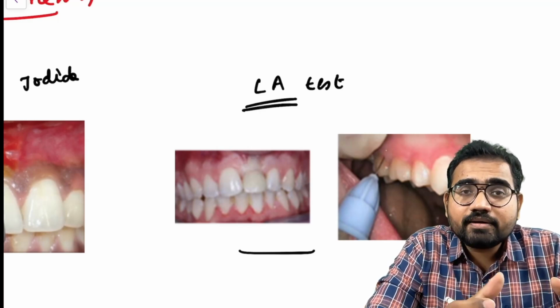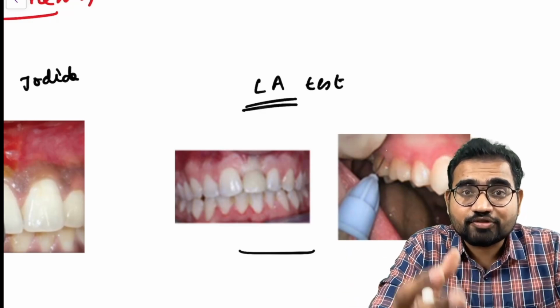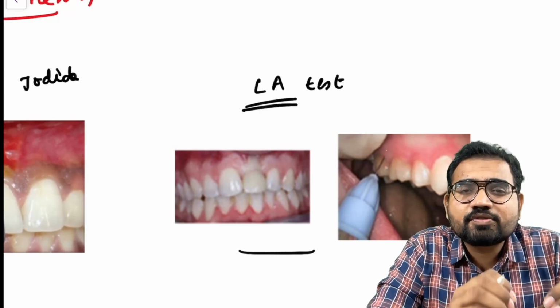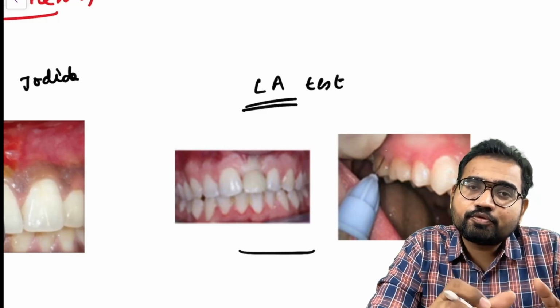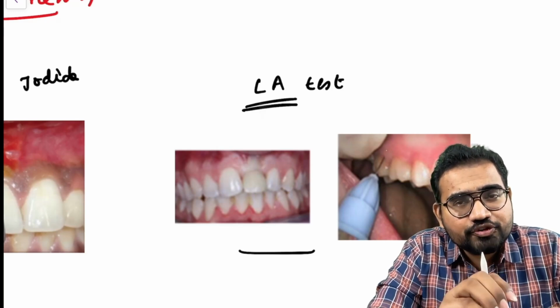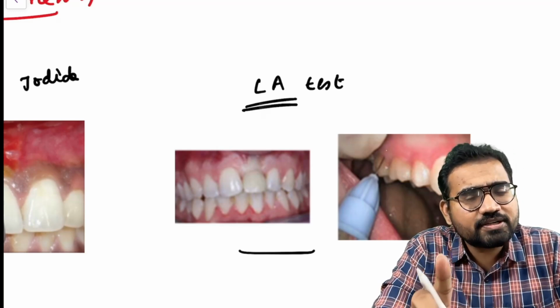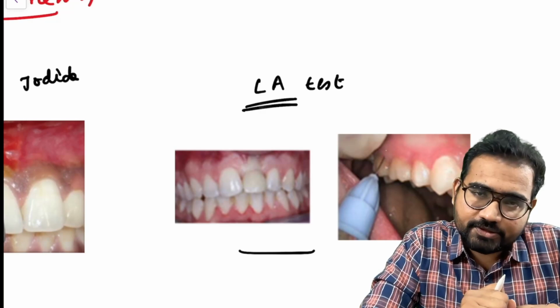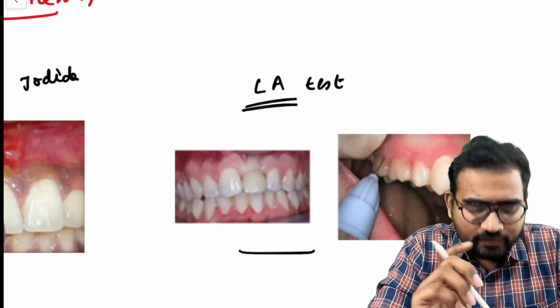Because your gingiva, as we all know, has dense collagen fibers, it is just going to blanch. So when I give an LA, the portion which swells up will be your alveolar mucosa, and the portion of the gingiva which blanches will be your attached gingiva. Why does blanching occur? Because of the dense collagen fibers. This is the local anesthetic test to determine the width of attached gingiva.